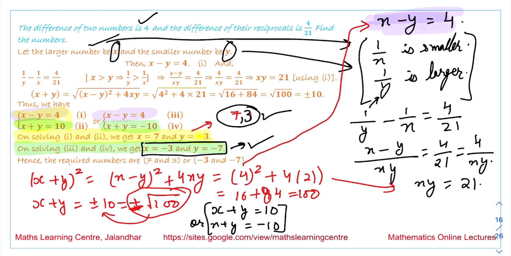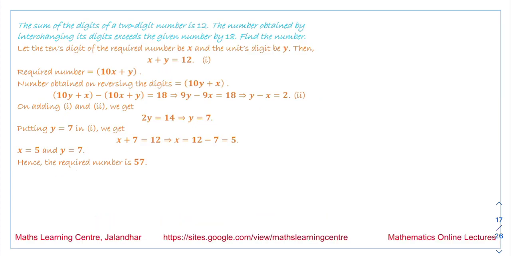Next is: the sum of the digits of a two-digit number is 12. If we are talking about a two-digit number, say the number 27, what does 27 mean? It is 2 into 10 plus 7. This is the unit digit, and this is the tens place.